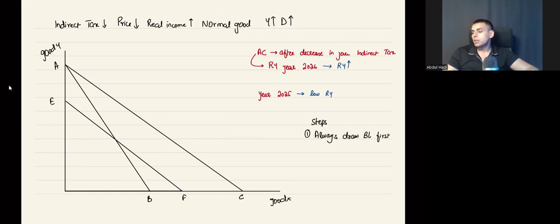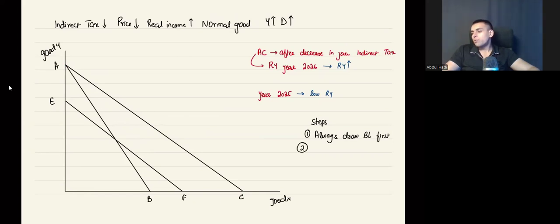All right. Now, I told you earlier that price consumption curve plus income consumption curve is equal to income and substitution effect. Now, if I hide this line, you can clearly see a tilt, which is indicating the price consumption curve. And if I remove this line, you can clearly see a shift, which is indicating the income consumption curve, right? So the first step in every diagram will be to draw the budget line first.